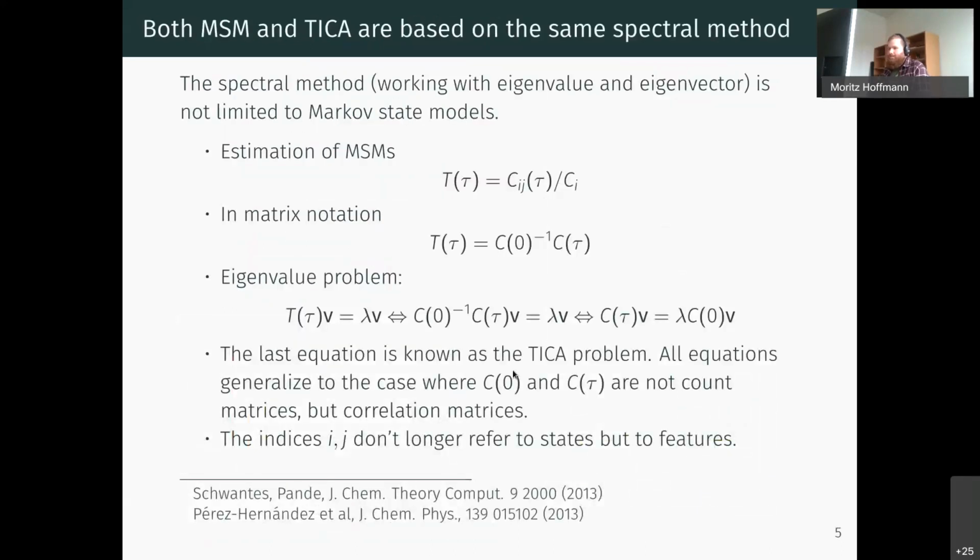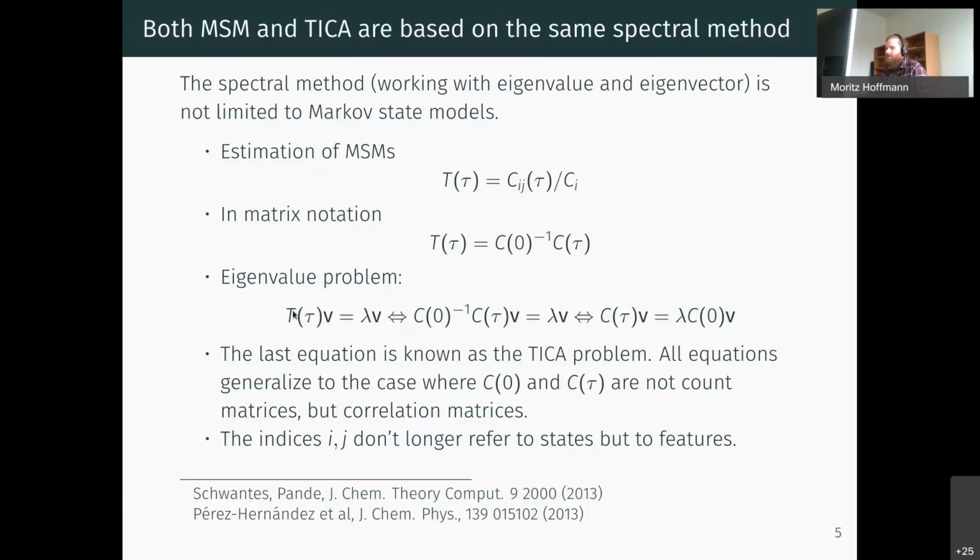Okay, but as I already hinted, there's kind of a bigger theoretical framework in the background that is going on. So if we look at this expression, which is just the normalization of the count matrix, we can also write this in matrix notation and then write it down as an eigenvalue problem.